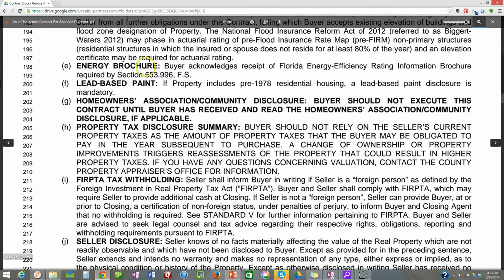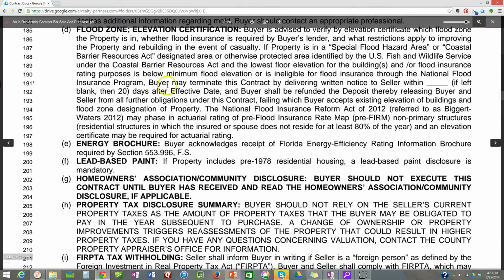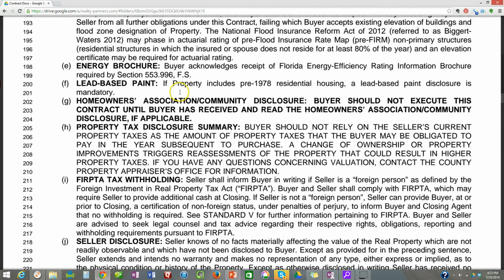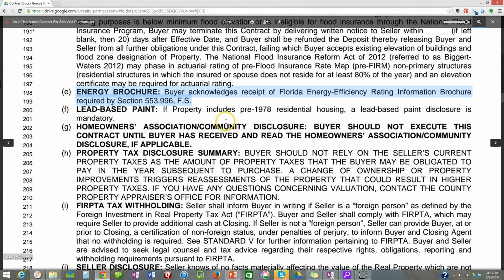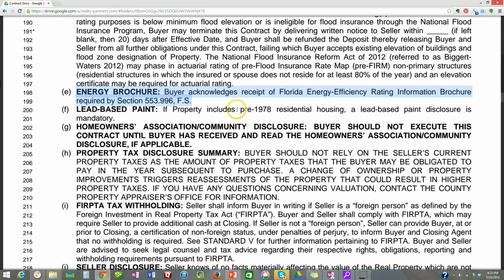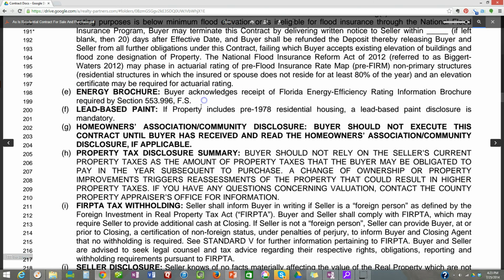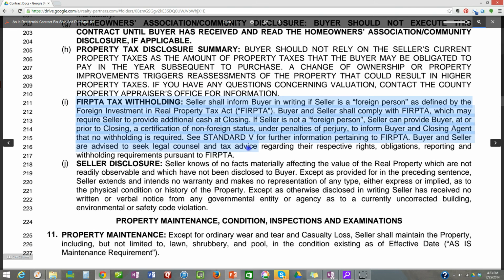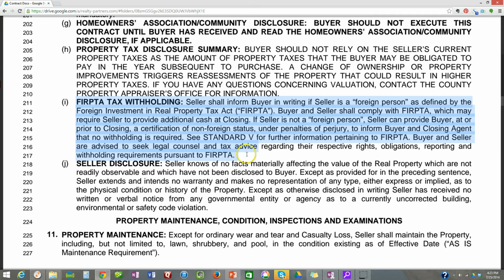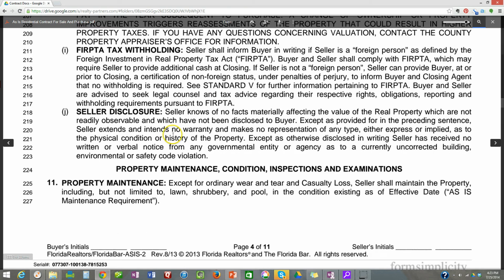You have all of the standard disclosures here: flood zones, lead-based paint, energy brochure. This here is very important. Most buyer agents forget about it, but you're supposed to provide this brochure to the buyer. FIRPTA withholding, very important. If you have a seller that's a foreign national, in most cases 10% of the sale price has to be withheld.